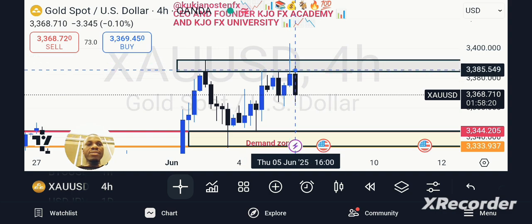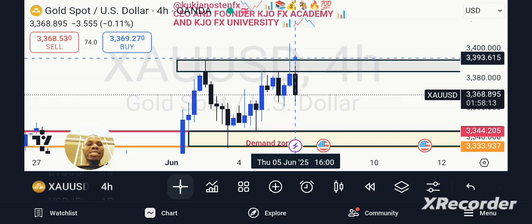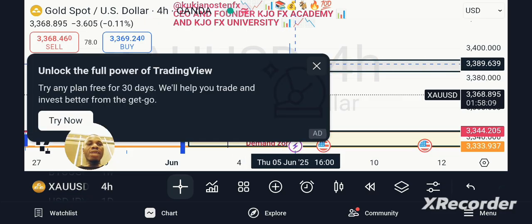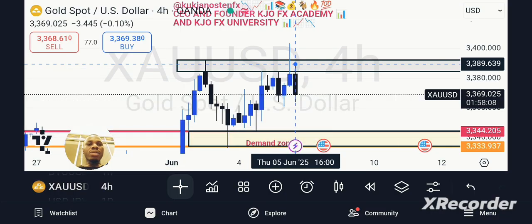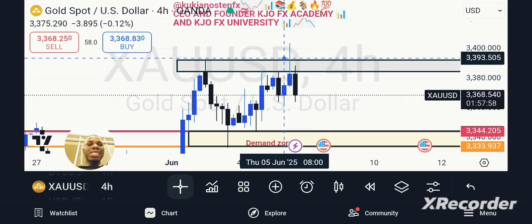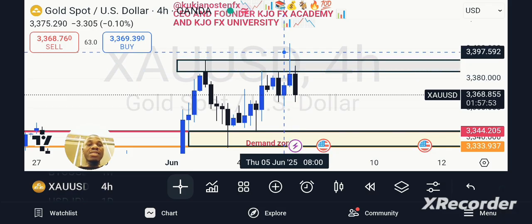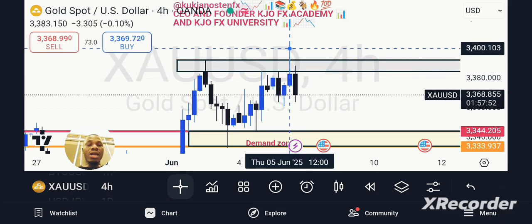So when price came back, it broke the resistance zone, but the candle which broke was not a solid buying candle. It never had momentum. As you can see, this candle which broke is a fake out. Okay, these are fake outs. Okay guys, this is a fake out. This is not a valid breakout.